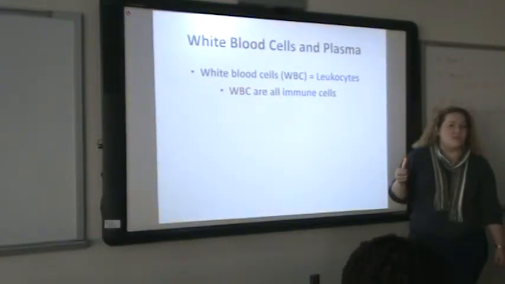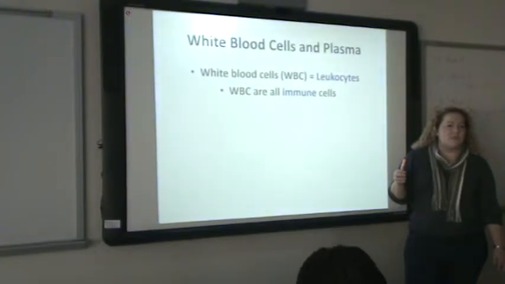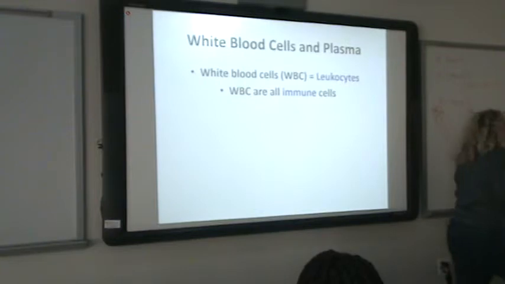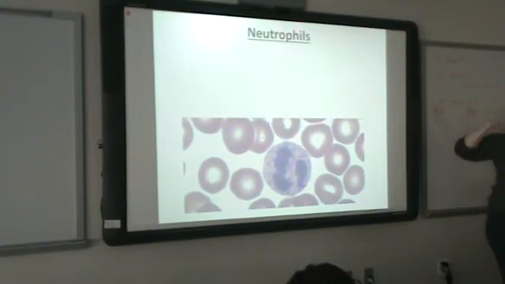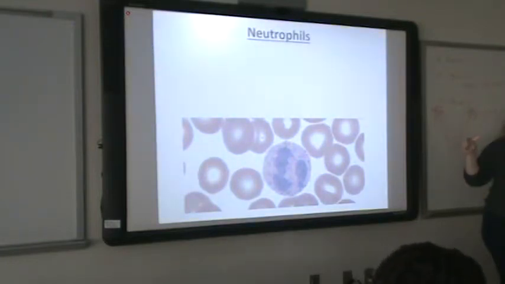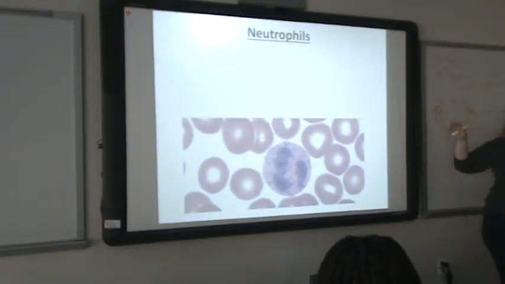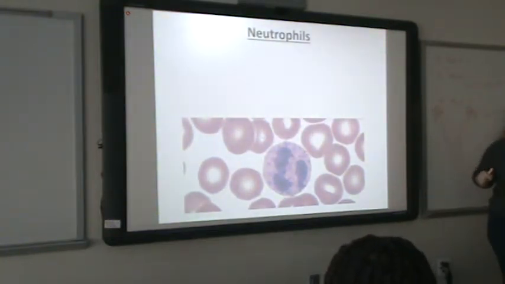Which do you have more of, red blood cells or white blood cells? Red. A lot more red. You see that on the microscope slides today. So one of the things that you need to know are, what are the five kinds of white blood cells? What do they generally look like, and what do they generally do? And there's probably a ton of little review videos out there for this kind of thing. But we're going to go through them now.